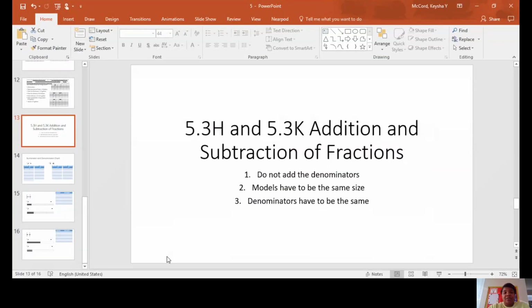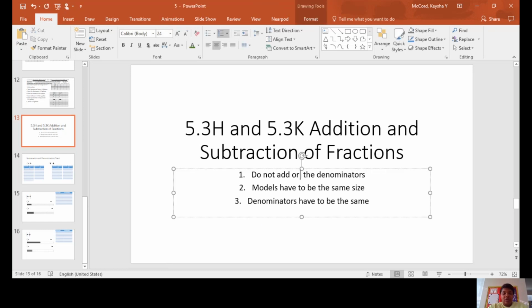Now it's up the PowerPoint. Okay. So when we talk about adding and subtracting fractions, we have three basic rules. Number one, you do not add or subtract the denominators. Leave the denominators alone. You only are going to add and subtract the numerators. Those are the numbers on top.